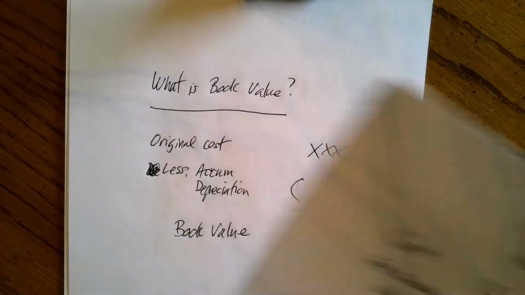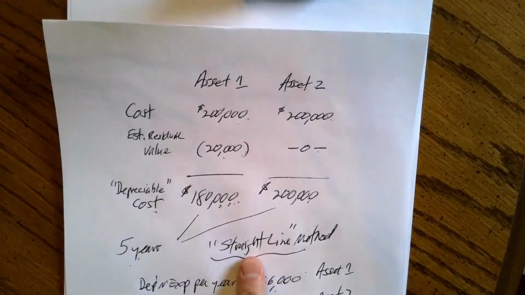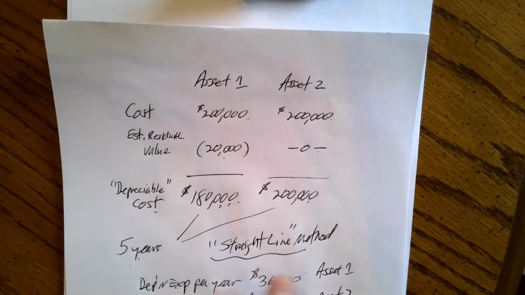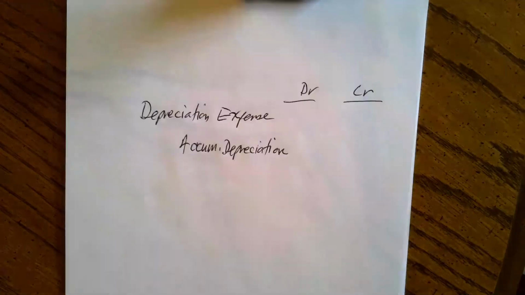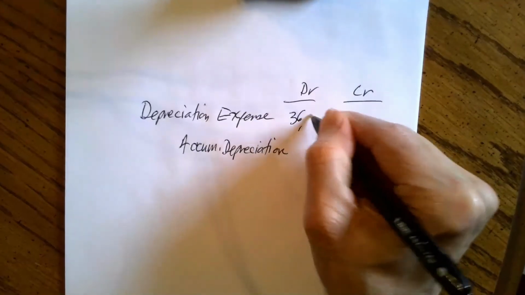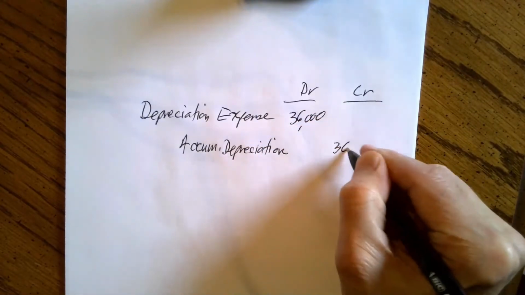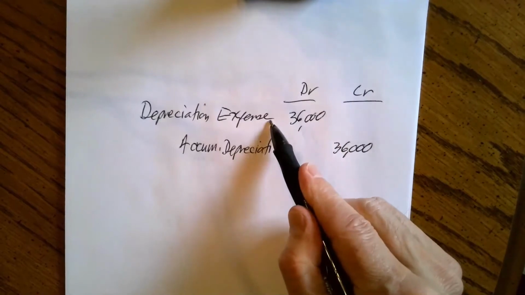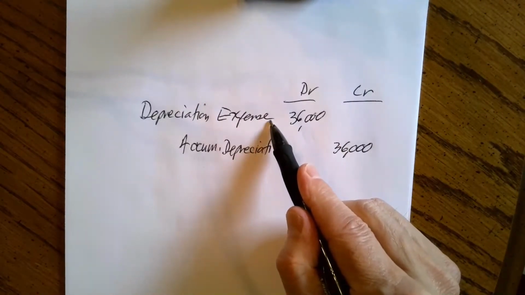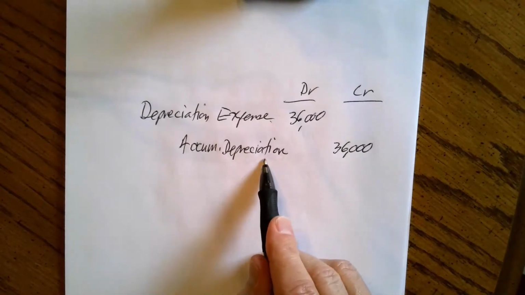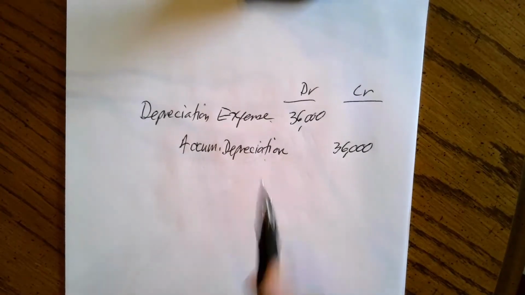Now there are different methods of depreciation expense. Just taking a straight line example here for asset 1. First year's depreciation, $36,000 per year. Full year's depreciation will be recorded as such. Depreciation expense, an expense account on the income statement. Accumulated depreciation is a contra asset in the balance sheet.